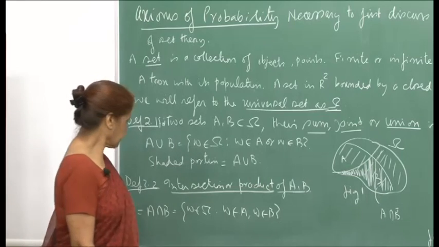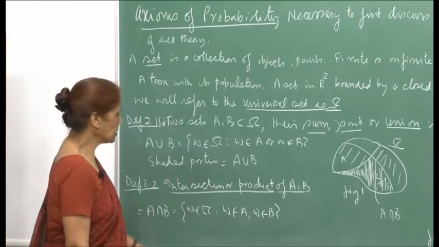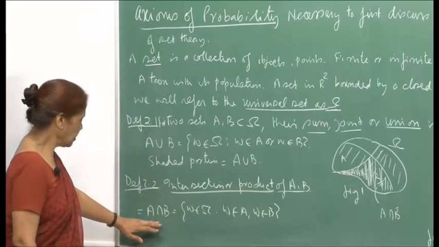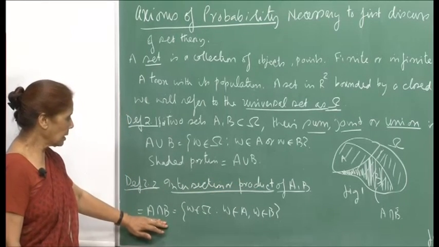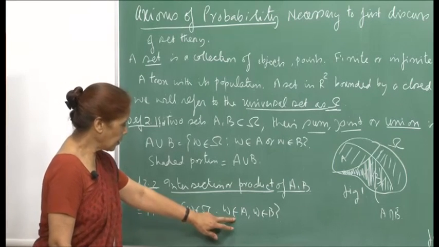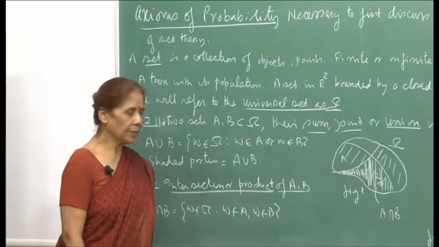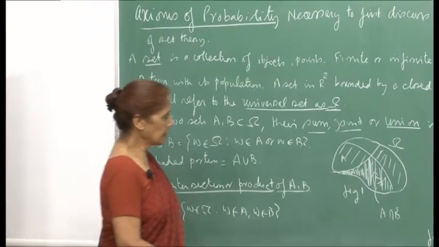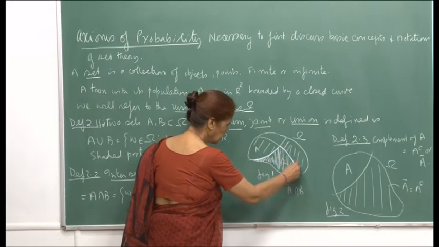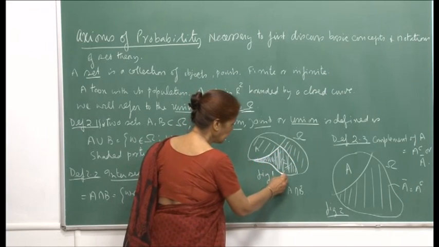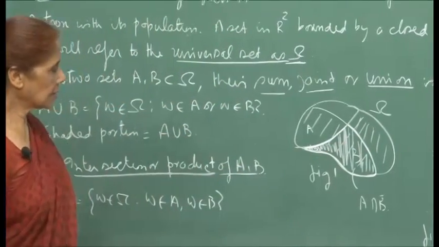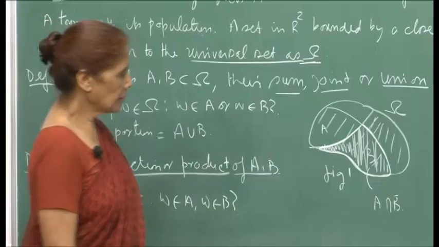Okay. Then similarly, intersection or product, these are the two names given, and the notation is A intersection B. This is all omega in capital omega such that omega belongs to A and omega belongs to B. So, the common part, and here in this diagram you see that the intersection would be this portion, right, which I have shaded differently. So, this portion will denote the intersection of the two sets.